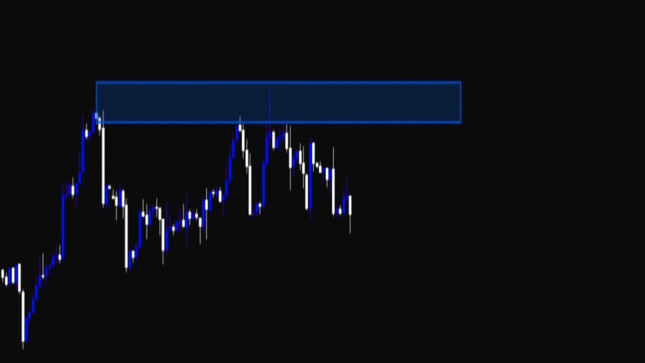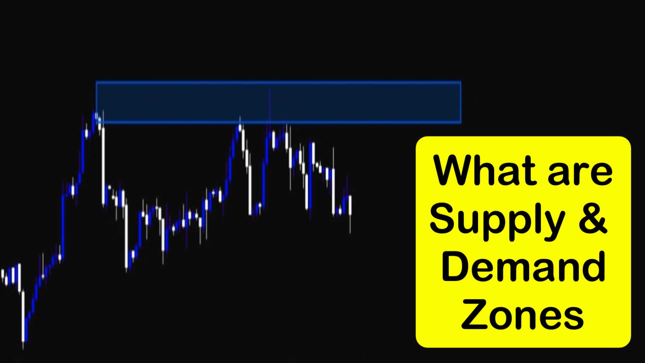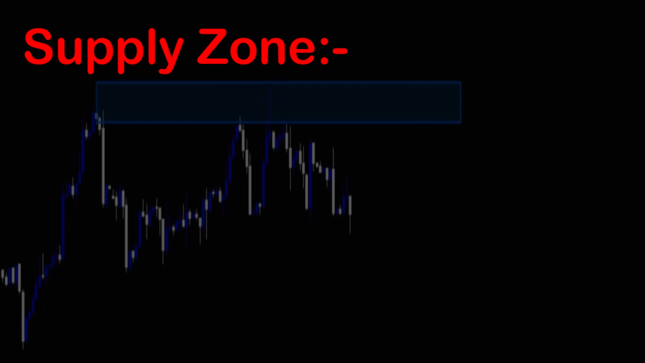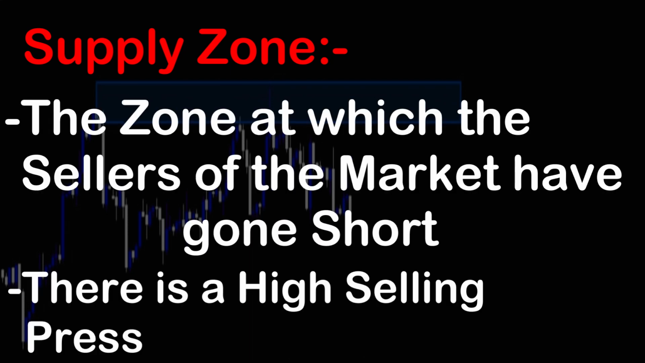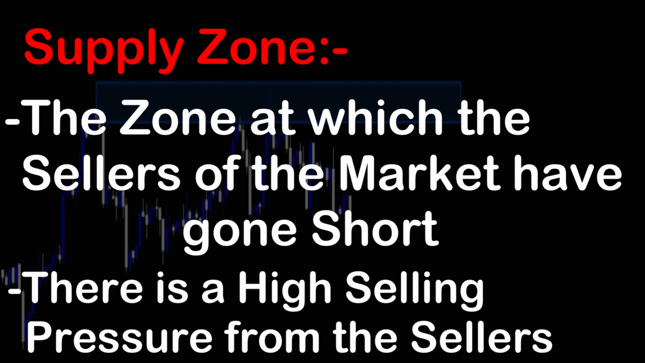Now let us move to the other concept that we need to learn, which is what are supply and demand zones. The supply zone simply means the zones at which the sellers of the market have set their sell limit orders. Let us learn about the supply zone with an example.